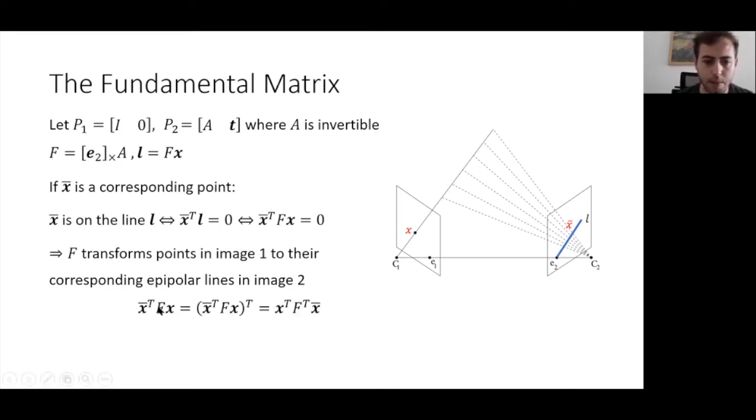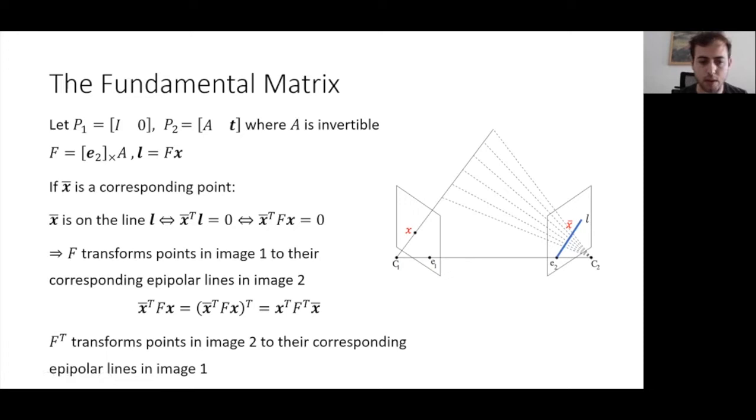But we can take this equation and just transpose it because this is a scalar. If we apply transpose on this expression, then we get the following expression: x transpose F transpose x bar equals 0. Okay, so it simply says that F transpose transforms points in image 2 to their corresponding epipolar lines in image 1. So F transpose is the fundamental matrix from the other direction, from image 2 to image 1.